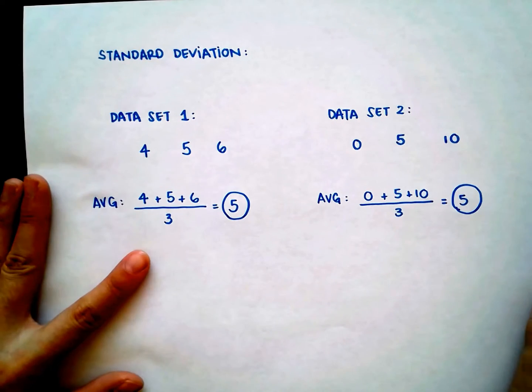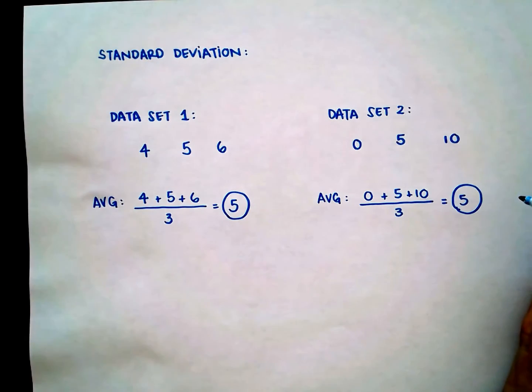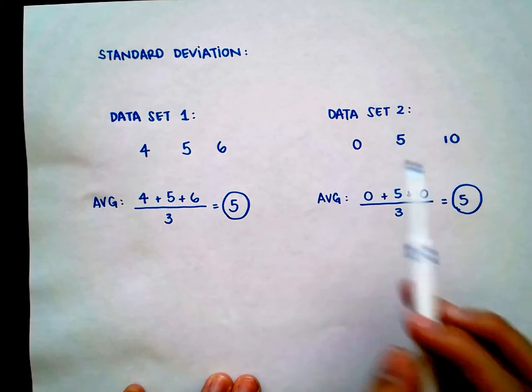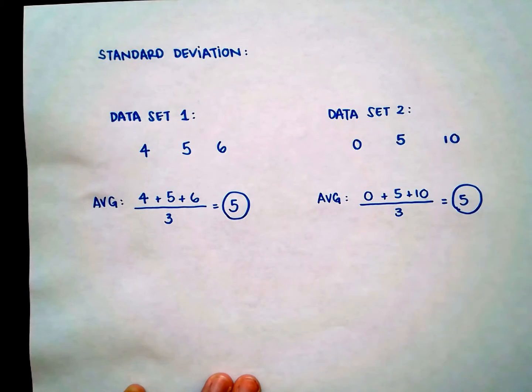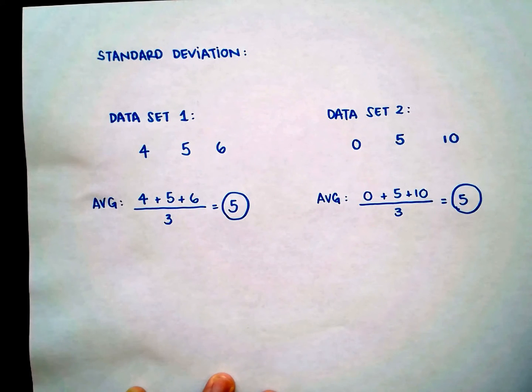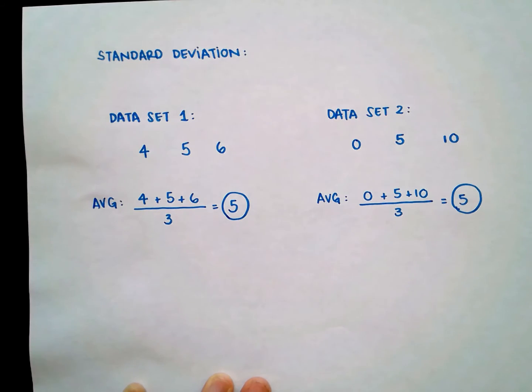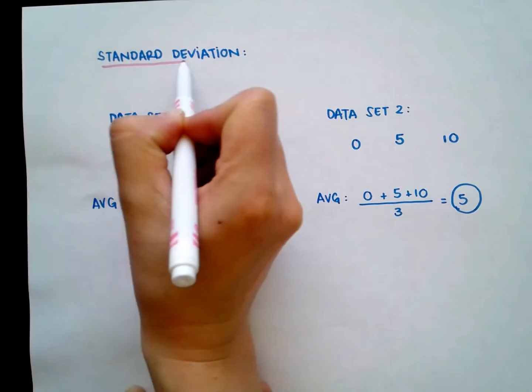Now, as a scientist, I don't really know the difference. Clearly, I know that both of their averages are 5, but this doesn't really give us a good description of whether or not these experiments or these numbers are really important, or whether or not these numbers are accurate. What I want to do is take a look at what we call the standard deviation.